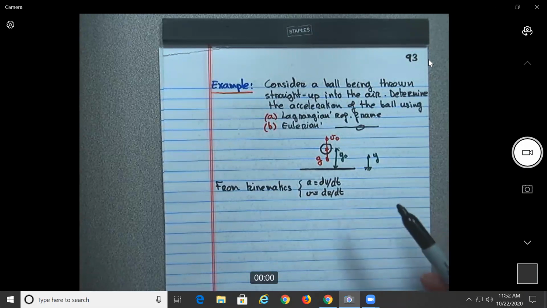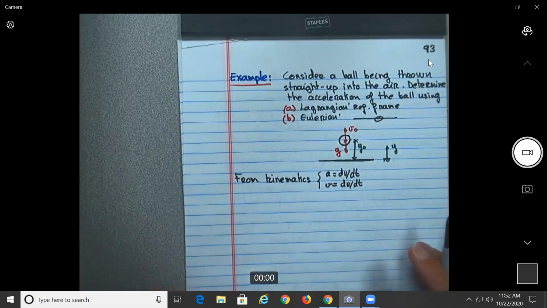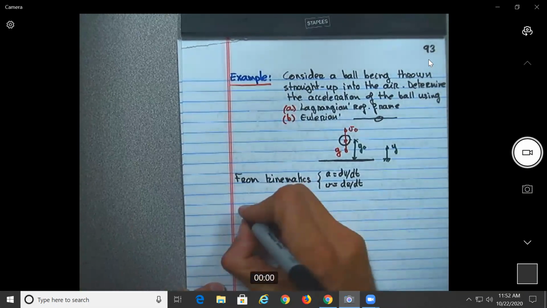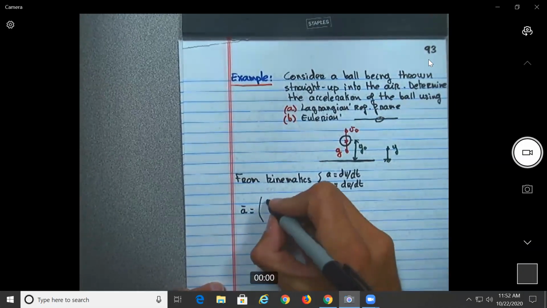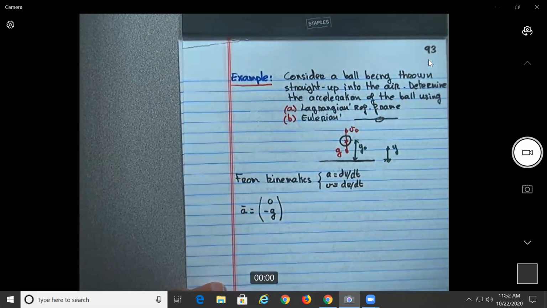Okay? Anyway, so here we use kinematics. So from kinematics, do I do the whole derivation? Okay, let's maybe do the whole derivation. So if you look at it, what is the gravitational force here? It's 0, minus g.